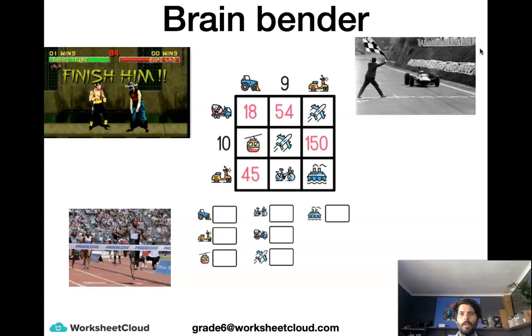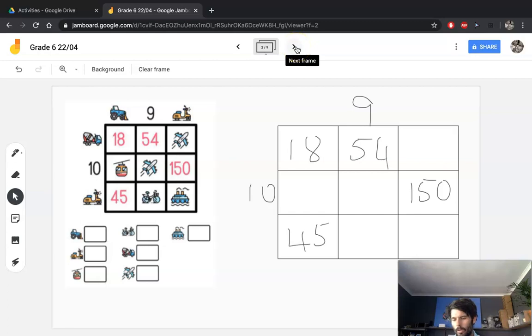Okay, here's your brain bender for today, and this is also your challenge. You need to work out the values of the symbols. It's a multiplication table. Off you go, and then come back and see how well you've done. And have a look how well you did.